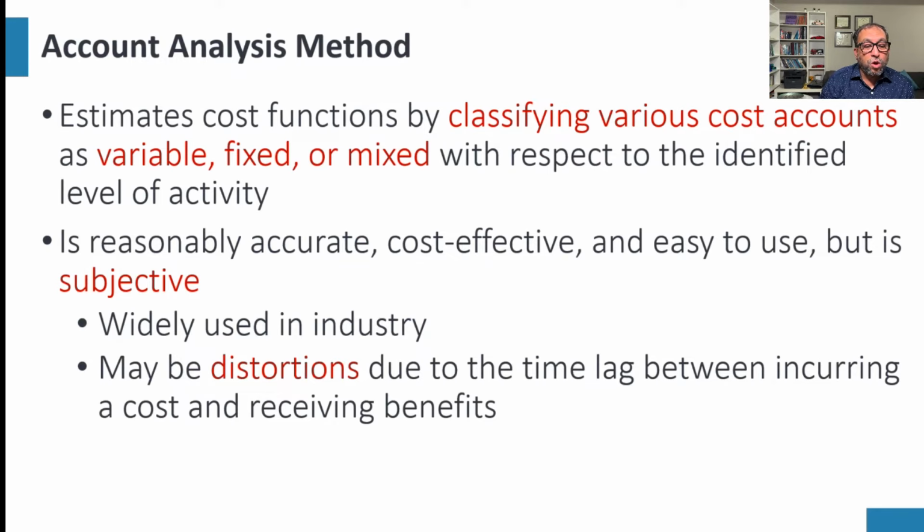It estimates the cost function by classifying various cost accounts as variable, fixed, or mixed, with respect to the identified level of activity. It is reasonable, accurate, cost effective, and easy to use, but again subjective because the accountants are deciding which cost is going to be allocated where. While used in the industry, this is very commonly used because cost accountants or managerial accountants from different corporations or firms are using it, though there may be distortions due to the time lag between incurring a cost and receiving the benefit.